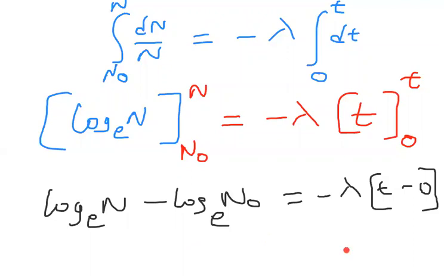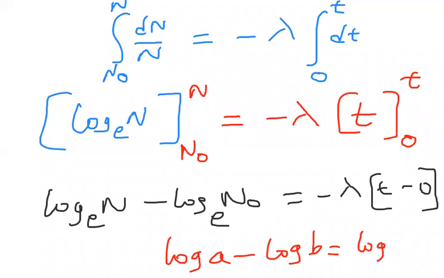In coming classes, one day I will discuss how to do the integrations and everything, beta. So don't worry about integrations. Just concentrate on this now. Log N base e, log N0 base e, log a minus log b. In logarithms, we have a formula, beta. Log a minus log b is equal to log of a by b. This is the logarithm formula we have.